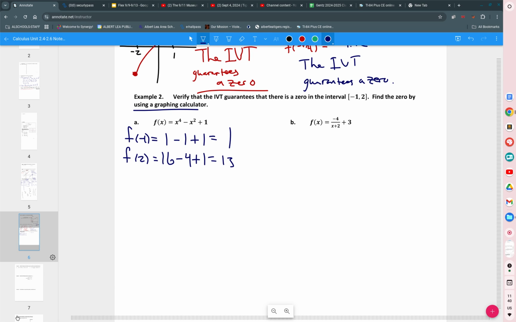Oh, it doesn't cross the thing. What? It's possible that it does have a 0. It starts at 1 and ends up at 13. I suppose it could go down and come back up, but it doesn't have to cross over 0, does it? Doesn't have to. So because you don't switch from positive to negative, the IVT does not apply. What does IVT mean? The intermediate value theorem.